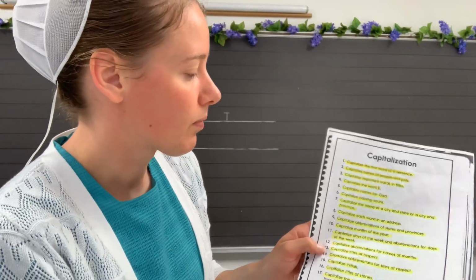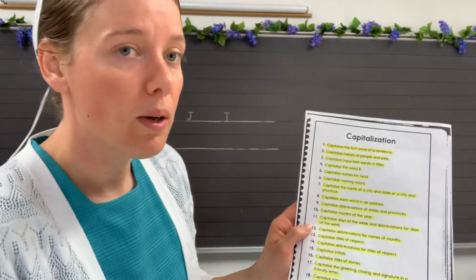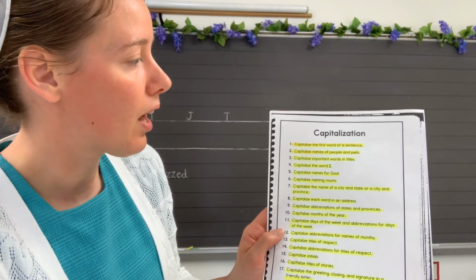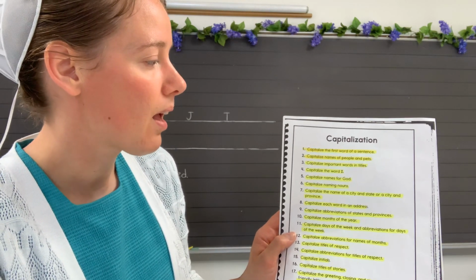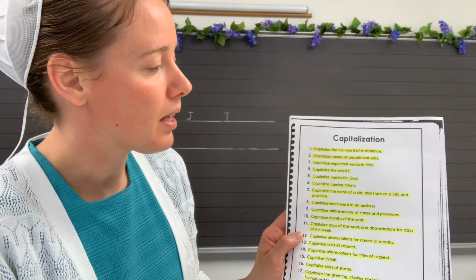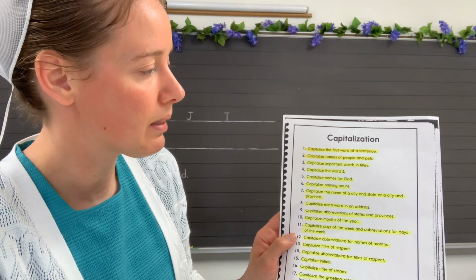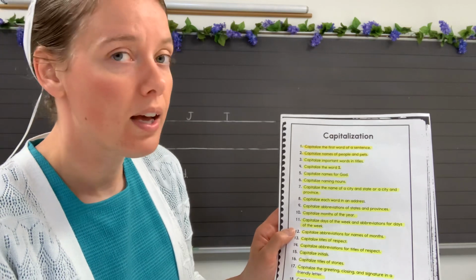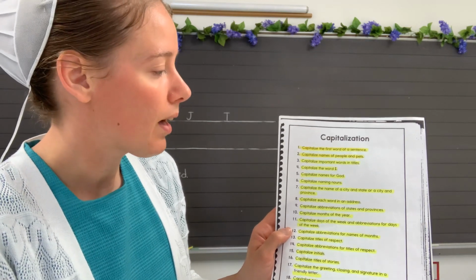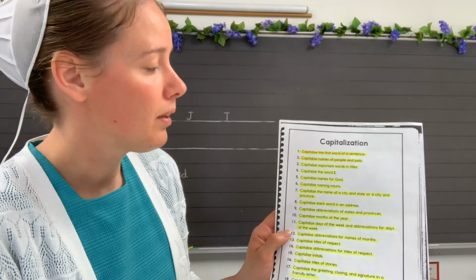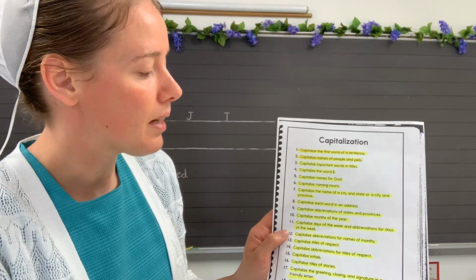You can see here on the capitalization chart. So we have number 1 here, which is capitalize the first word of a sentence. Number 2, capitalize names of people and pets. Number 3, capitalize important words in titles. Number 4, capitalize the word I. Number 5, capitalize names for God. Number 6, capitalize the naming nouns.